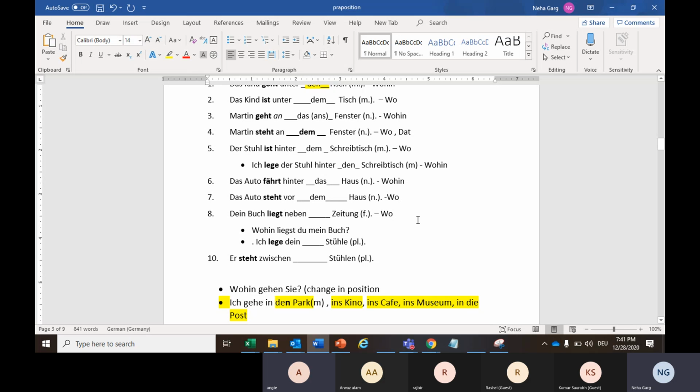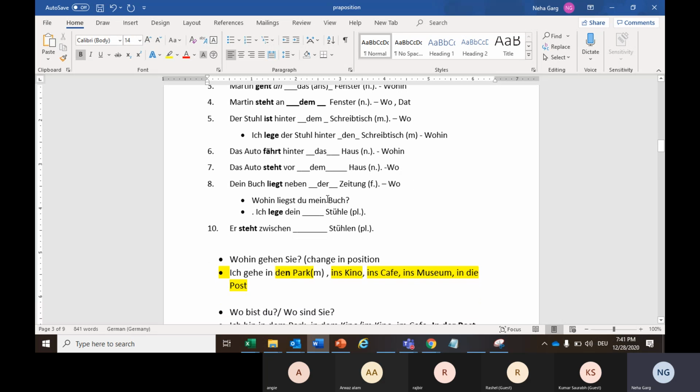Dein Buch liegt neben der Zeitung. Sehr schön. Neben der Zeitung, because it's there already. So die Zeitung will change to der in dative. Then wohin legst du mein Buch? The answer would be, Rajveer, what would be the answer here? Die Schule. Die Stühle.